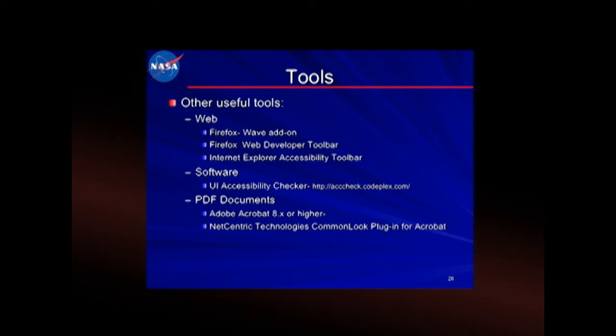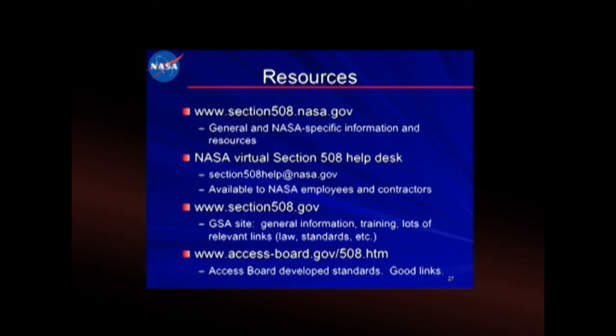If you're reviewing software, there's a bit of information that is provided through the operating system. Tools like this UI accessibility checker pretty much tell you what's coming through the operating system. And this is, I believe, only for Windows. But the link is there. And then, of course, we talked about Adobe Acrobat. These are our resources that we suggest.